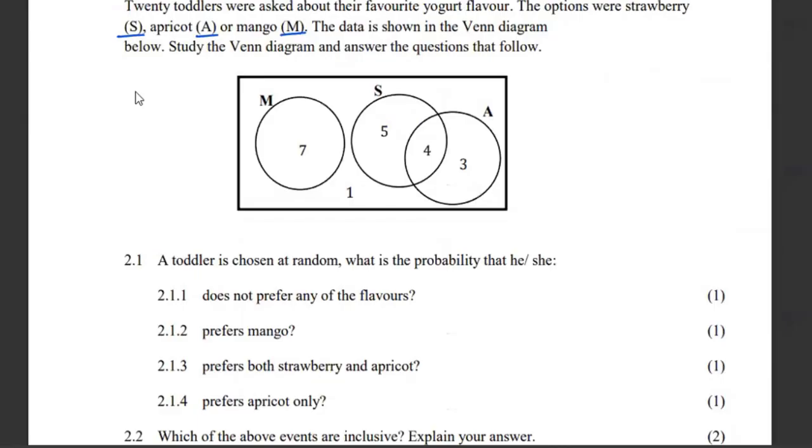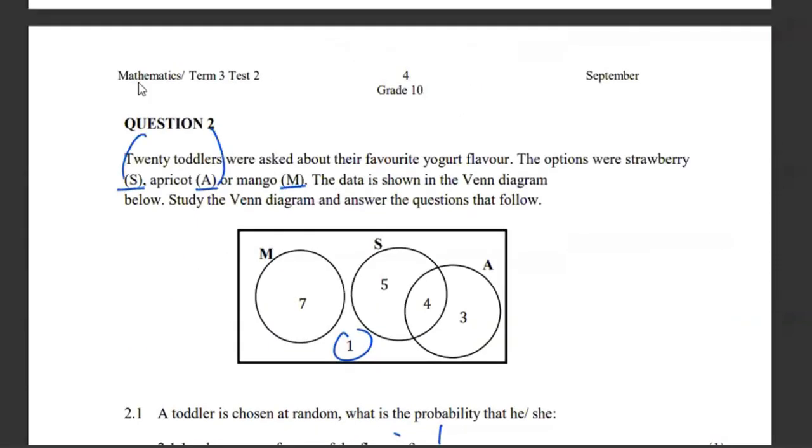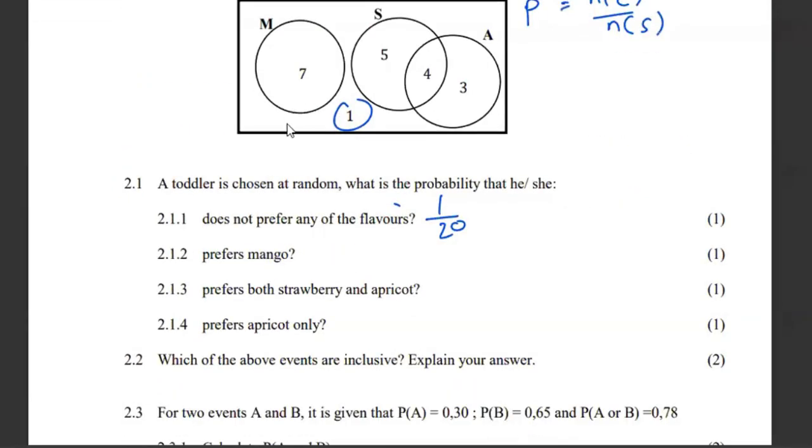If a toddler is chosen at random, what is the probability that he or she does not prefer any of the flavors? You can see that the number of people outside of the circles is basically 1, so it's going to be 1 over 20 because we have 20 toddlers. Remember, the probability formula is the number of events over the sample space. Then prefers mango: 7 people prefer mango, so 7 over 20. Then prefers both strawberry and apricot. The intersection here is 4, so it's 4 over 20, which simplifies to 1 over 5.